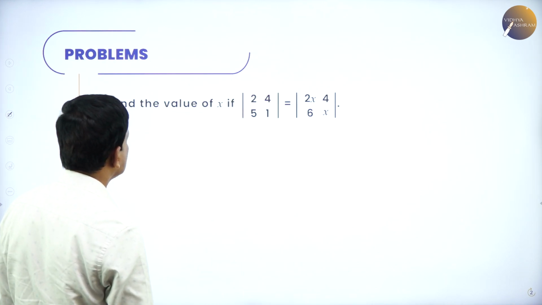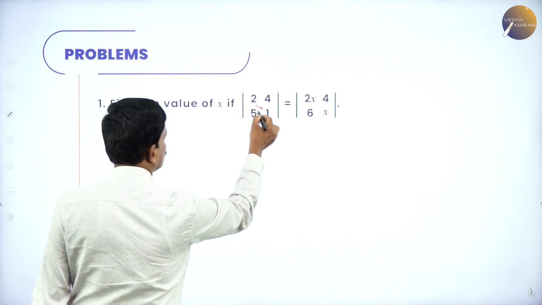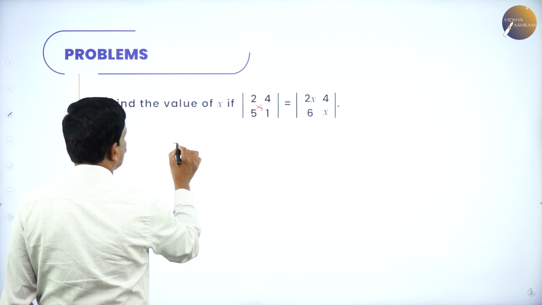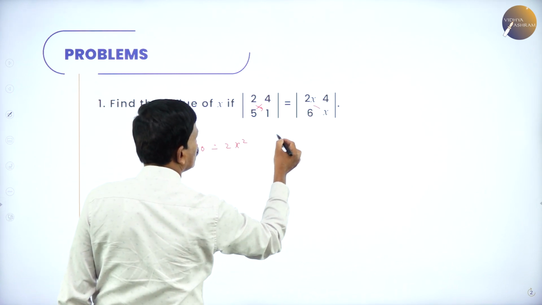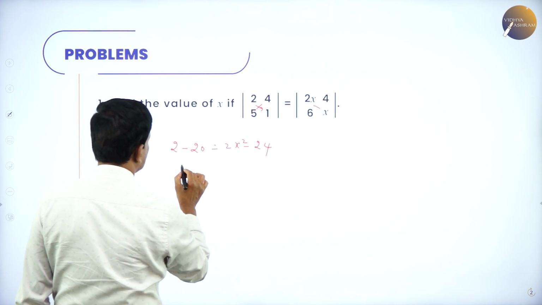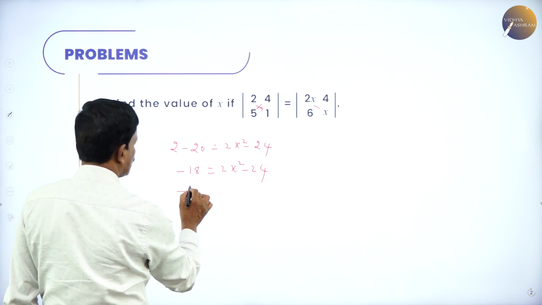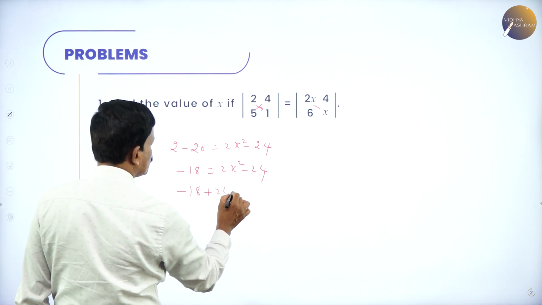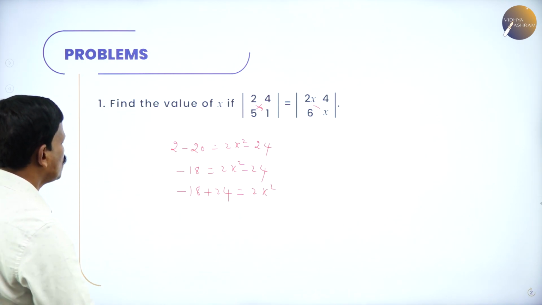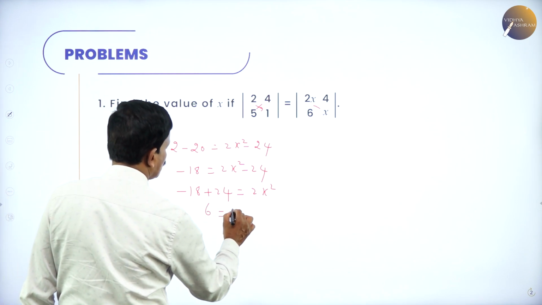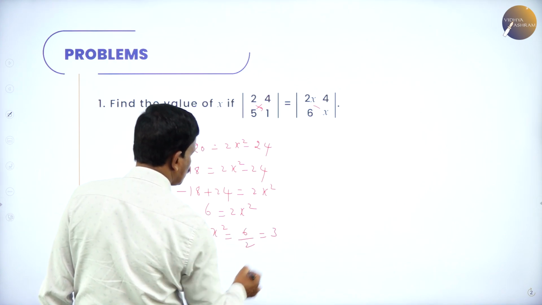Find the value of x if this is given. 2 into 4, just multiply this row and this row. So 2 into 1 is 2, minus 5 4s are 20, is equal to 2x into x, is 2x square, and 6 4s are 24. So this is minus 18 is equal to 2x square minus 24. So just transfer minus 18 minus 24 to this side, plus 24 is equal to 2x square. So what is this equal to? 24 minus 18 is 6 is equal to 2x square. So x square is equal to 6 divided by 2, that is equal to 3.